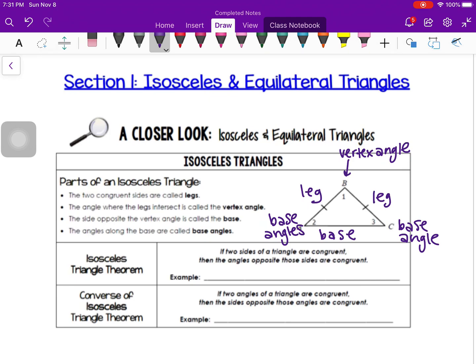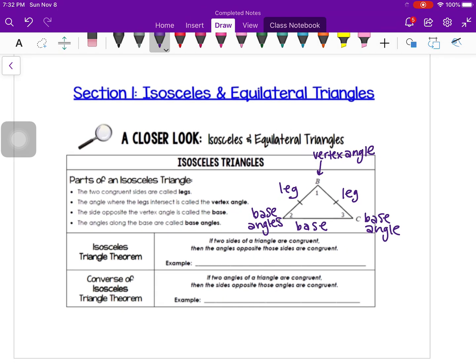So, the isosceles triangle theorem. If we have two sides of a triangle that are congruent, then the angles opposite those sides are congruent. So this means that anytime we have an isosceles triangle with two sides congruent, the angles opposite those sides are congruent. So our base angles are congruent all the time in an isosceles triangle.